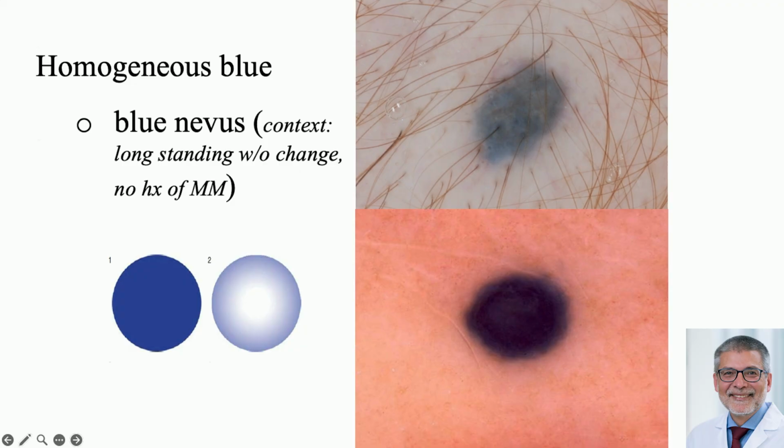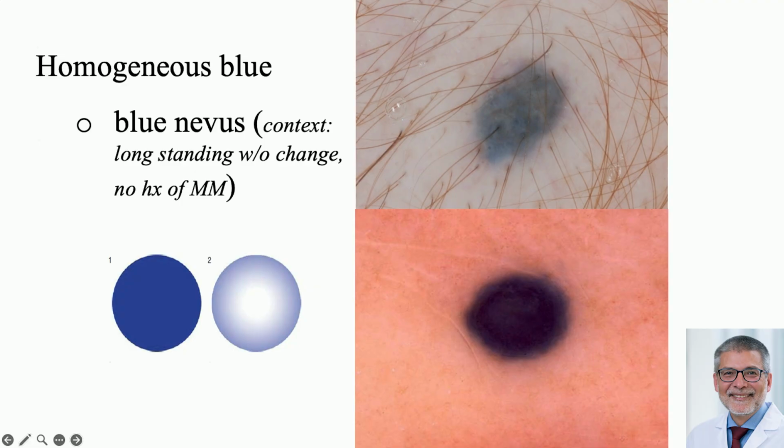How about homogeneous blue? Well, homogeneous blue is seen in blue nevi, all right? There's one exception and only one, and that exception is epidermotropic metastasis of melanoma. So a patient who has had a melanoma, a history of melanoma, that develops metastasis to the skin can have skin lesions that look homogeneous blue. And so history is going to be important. If a patient has a previous history of melanoma and you're seeing a lesion that's homogeneous blue, you have to at least be thinking of the possibility of a metastasis.